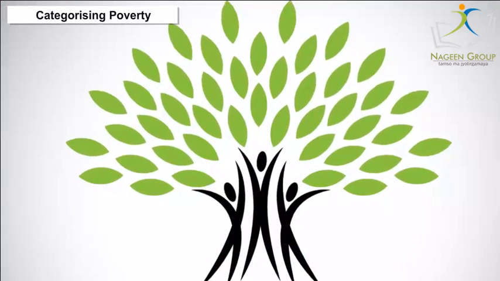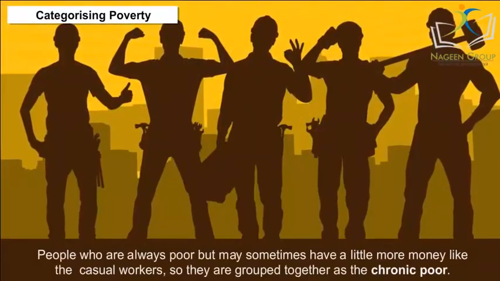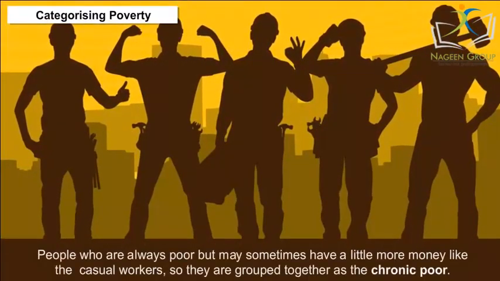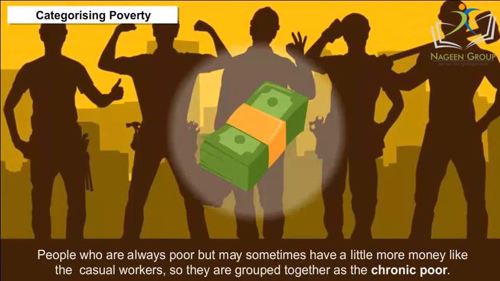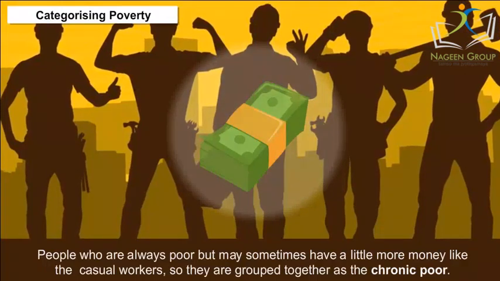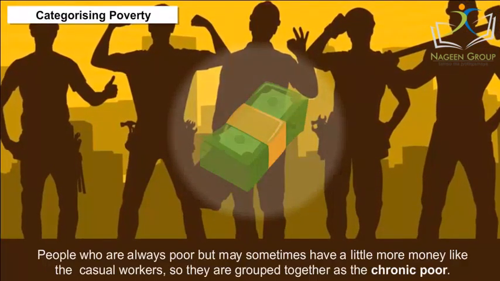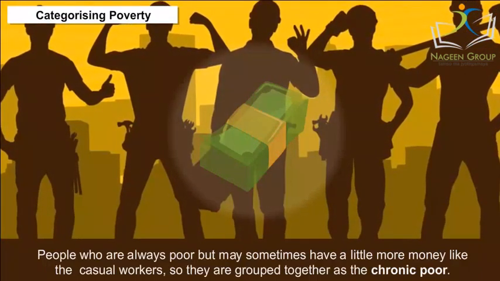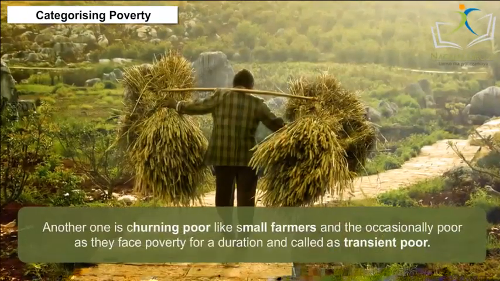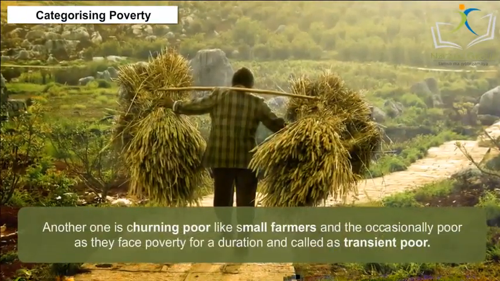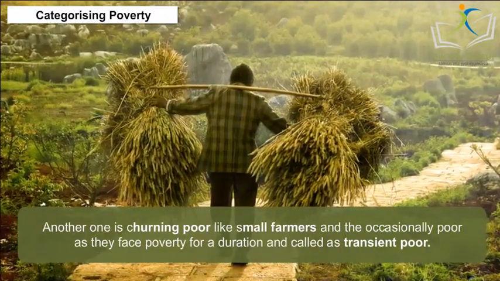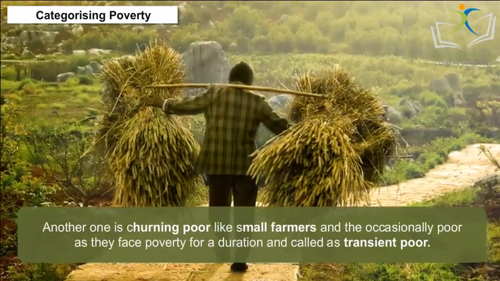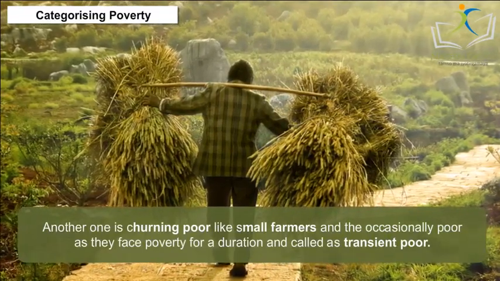Categorizing poverty. In the categories, there are the people who are always poor but may sometimes have a little more money, like the casual workers, so they are grouped together as the chronic poor. Another is the churning poor, like small farmers, and the occasionally poor, as they face poverty for a duration and are called the transient poor.